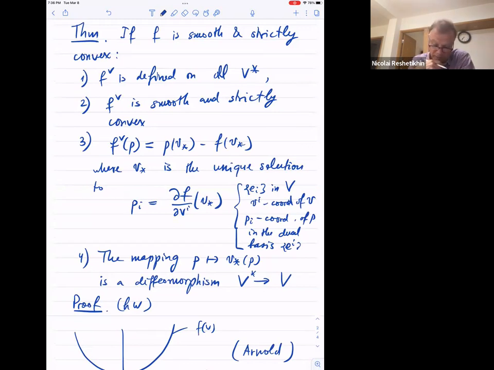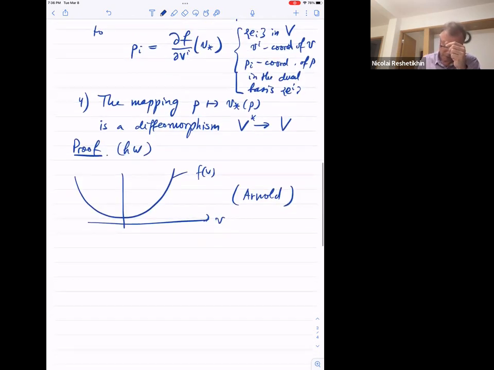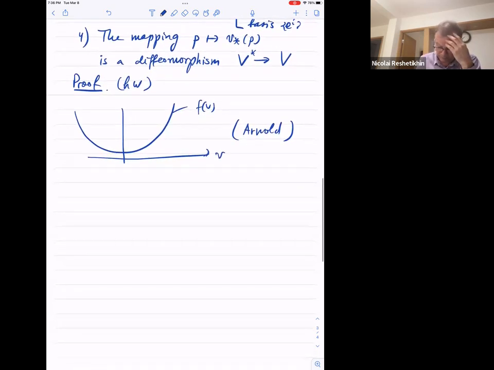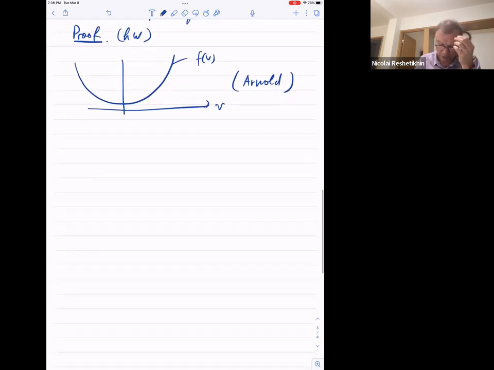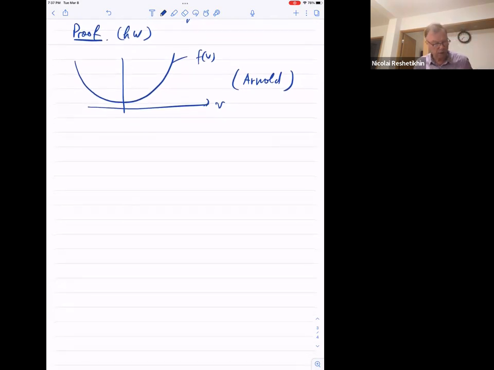As I said, F doesn't have to be smooth. It doesn't have to be strictly convex. It can be just convex. The Legendre transform in that case may not be defined on the whole space V dual, maybe only on some subspace. It's a very interesting chapter, the Legendre transform, and it's very useful. As I said, it's used in optimization and thermodynamics, lots of applications.